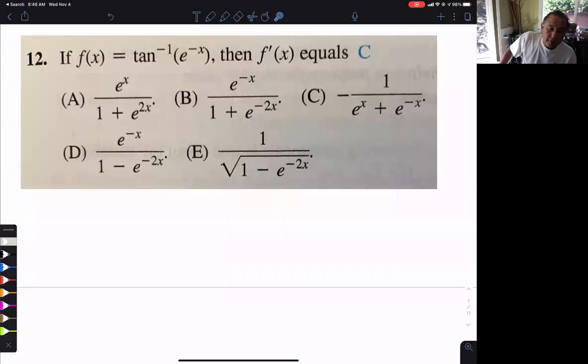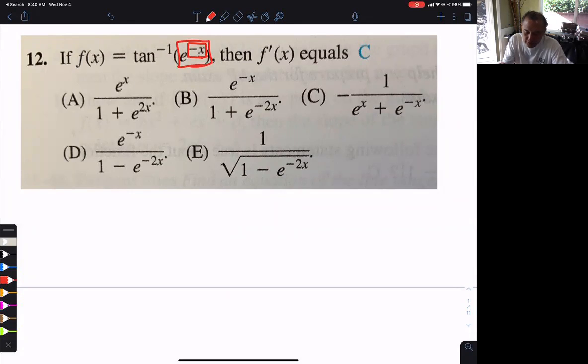This is number 12 from the end of chapter 3 in the book, the practice AP questions. So I'm going to show you, that function is inside the e function. So that's a chain rule. But then the e to the x function is inside of the arctan function. So it's a double chain rule.